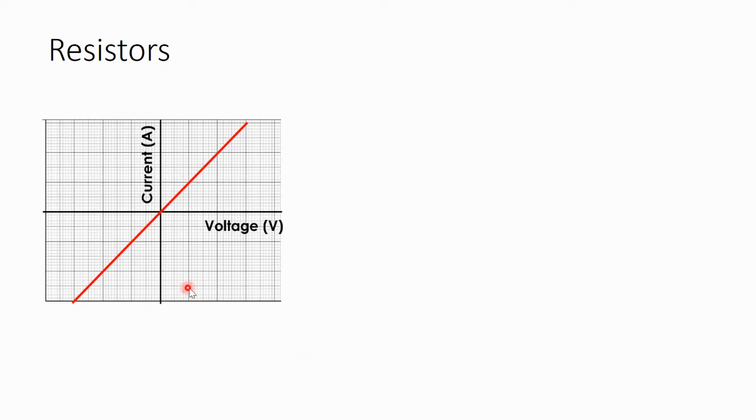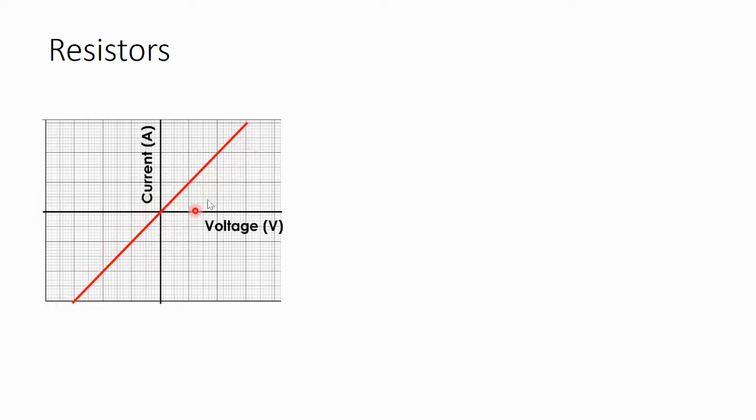So if you plot current against voltage for a resistor, you get this graph here. So what can you tell me about this graph? Pause the video for 30 seconds and write down everything you can think about this graph. So firstly, it's a straight line graph, but we can do better than that. A straight line through the origin means it's directly proportional. So voltage is directly proportional to current, which means that the value of resistance is constant.